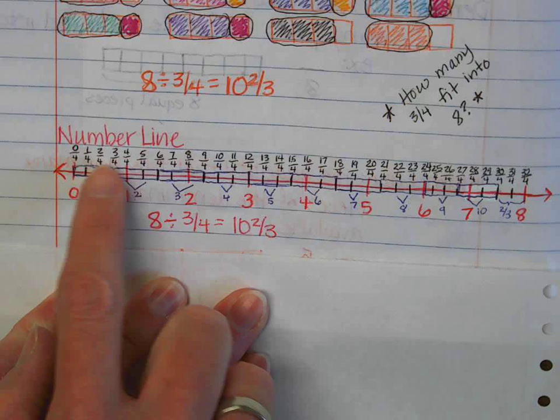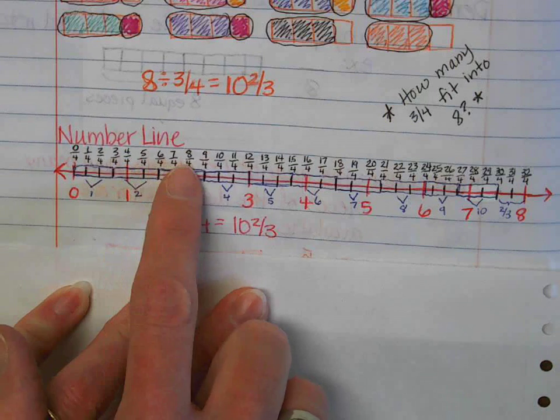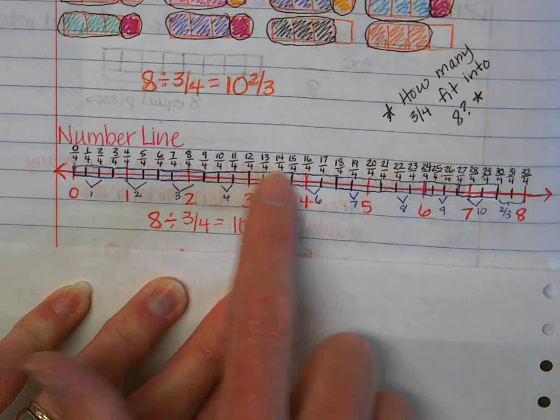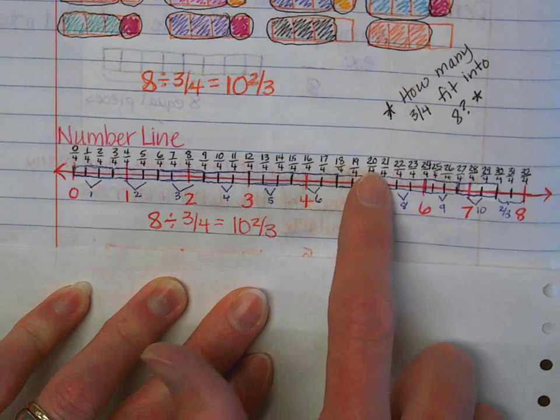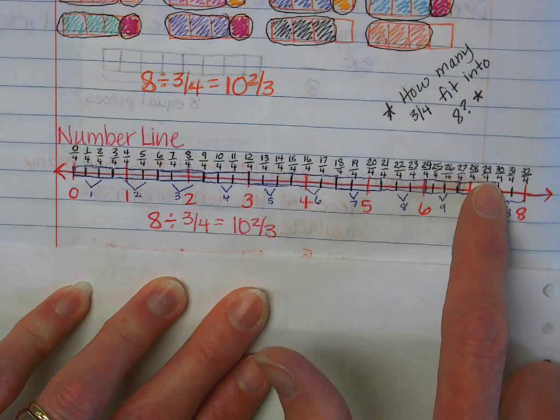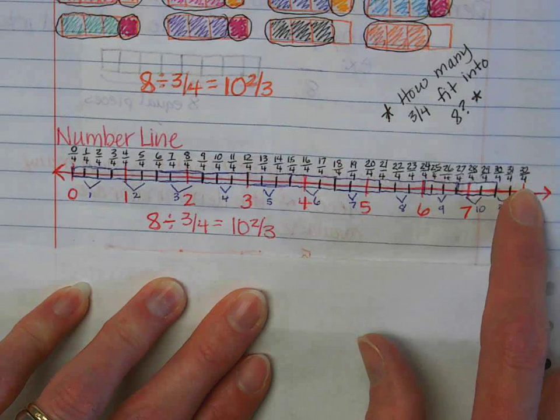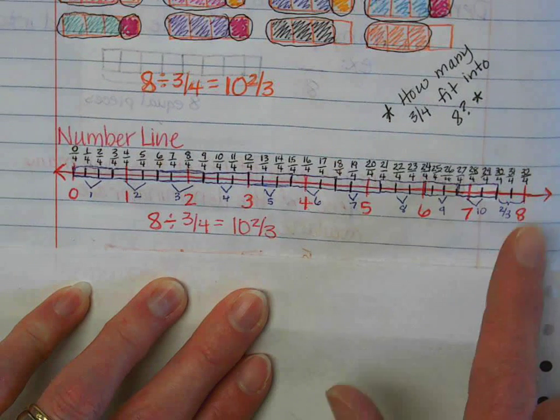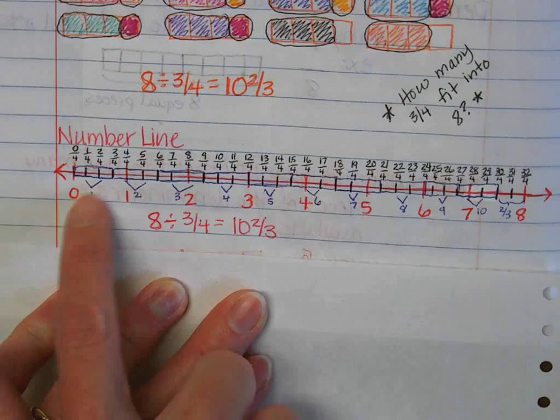So I did that. So I said 0 fourths, 1, 2, 3, 4, 5, 6, 7, 8, and so on, up to 32 into fourths because I need 3/4 sections.